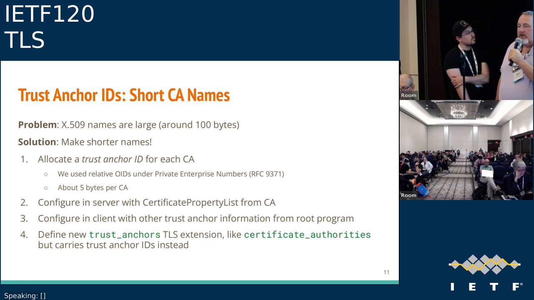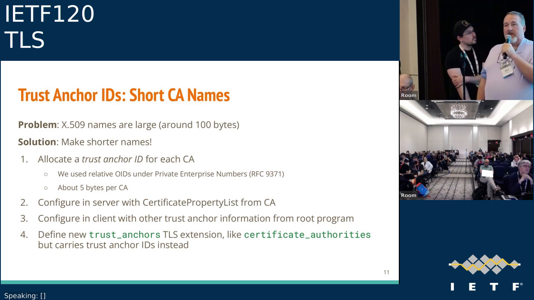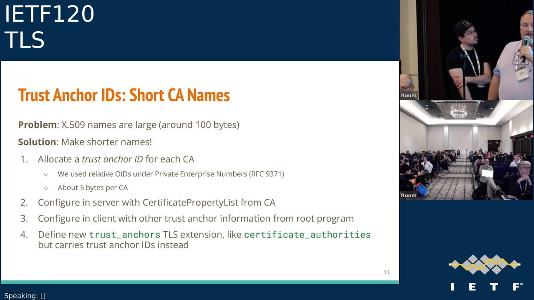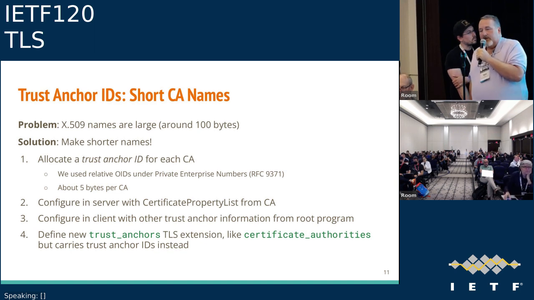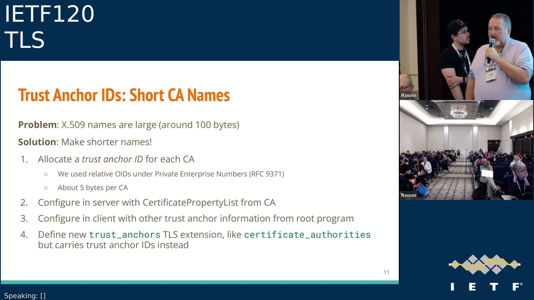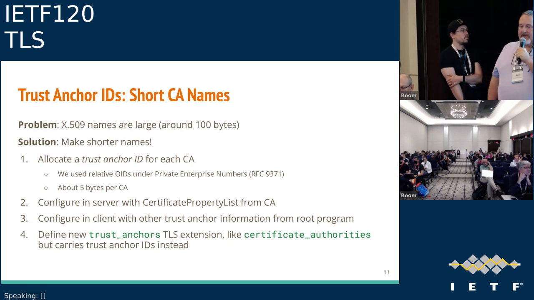You configure the server with these. The server will get these identifiers by the certificate property list, the same way we have outlined this happening with trust expressions. And the client just gets configured to know the trust anchor IDs for each of the trust anchors that it trusts from its root program. So we define a new trust anchors TLS extension that looks more or less just like certificate authorities, but carries trust anchor IDs instead of the full subject. Next slide.